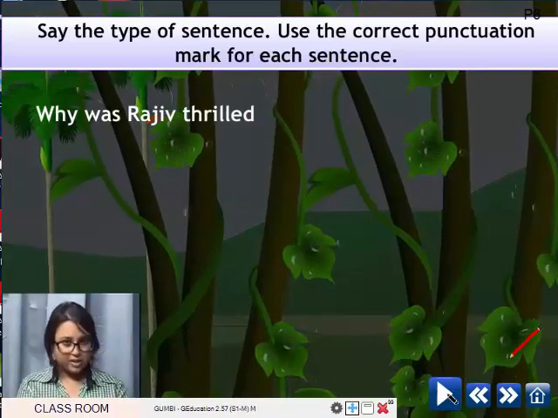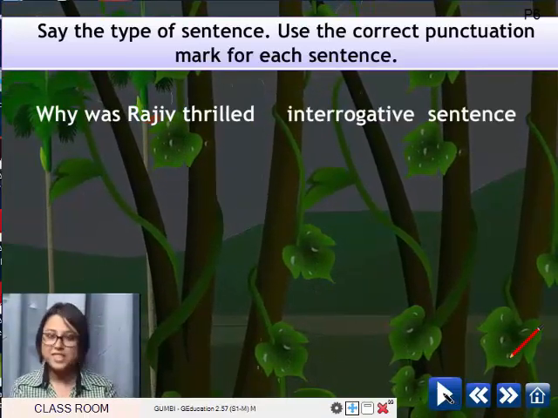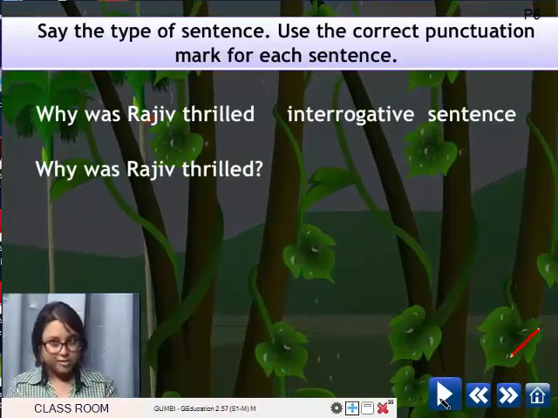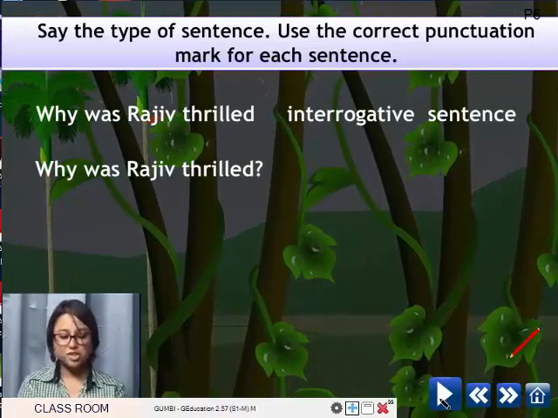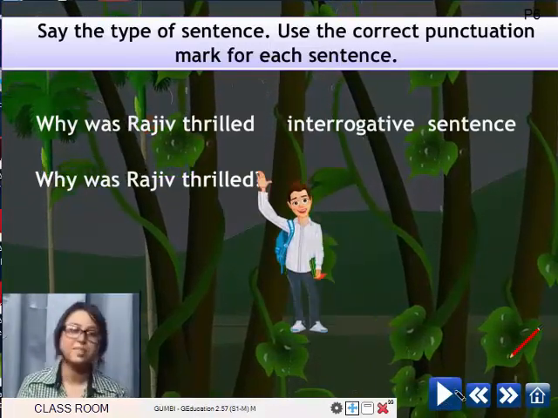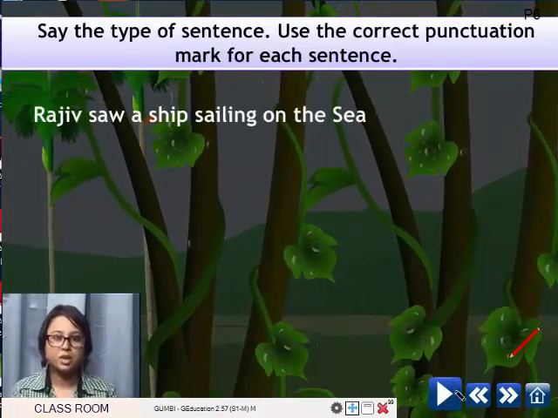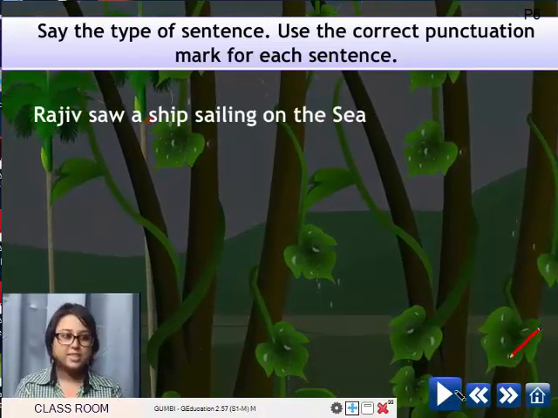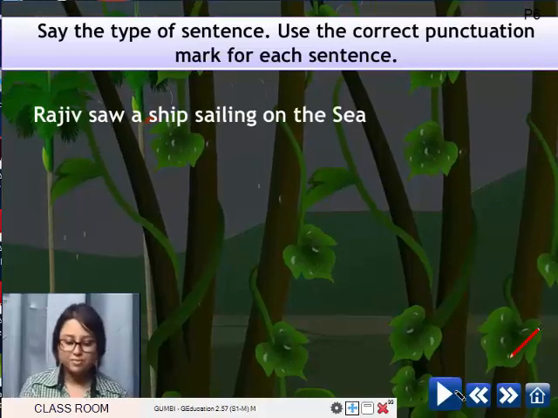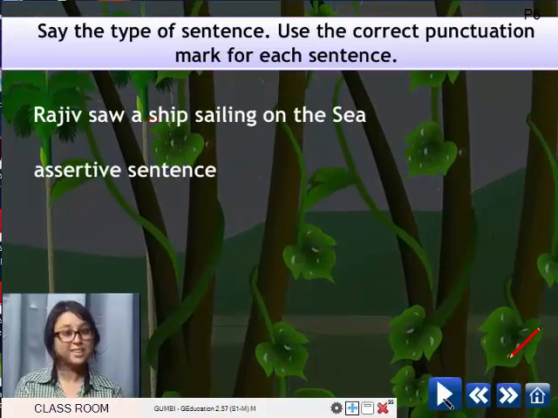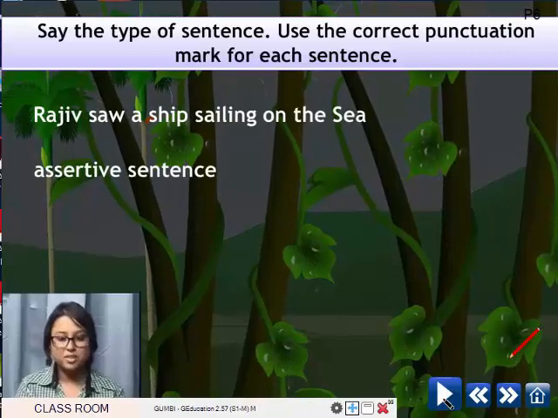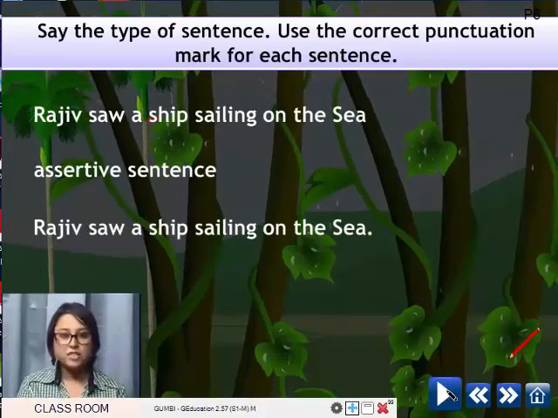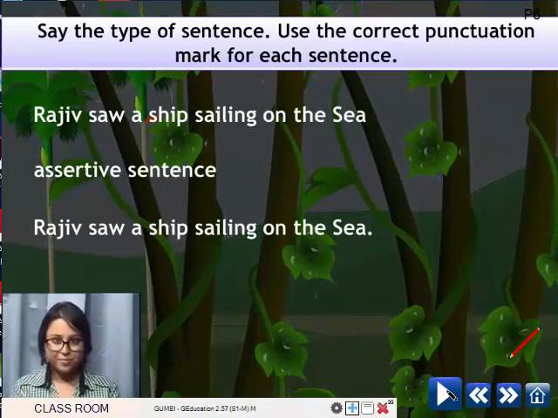Why was Rajiv thrilled? Interrogative sentence. Why was Rajiv thrilled? So, question mark. Rajiv saw a ship sailing on the sea. This is an assertive sentence, statement. So you use a full stop. Rajiv saw a ship sailing on the sea.